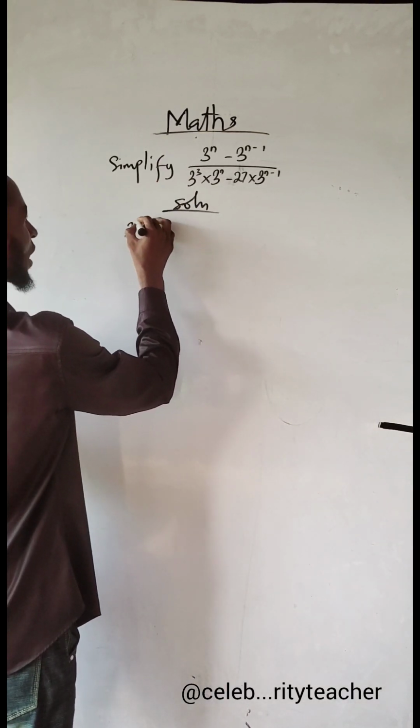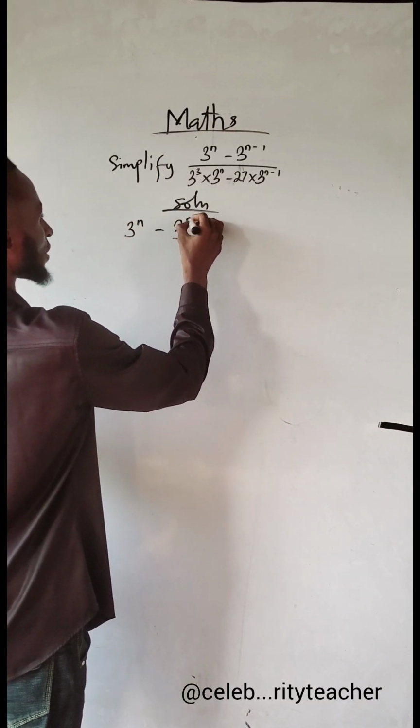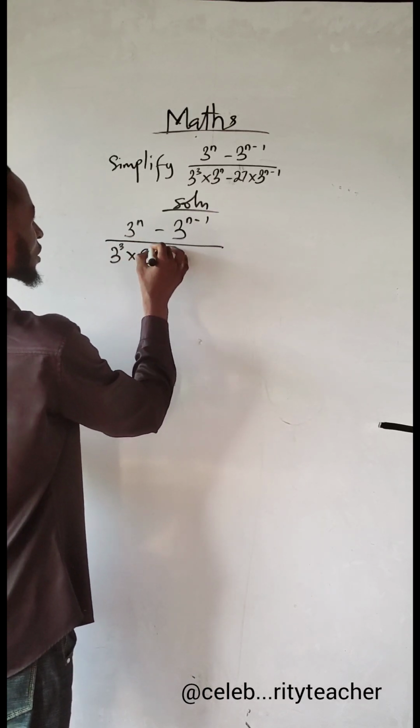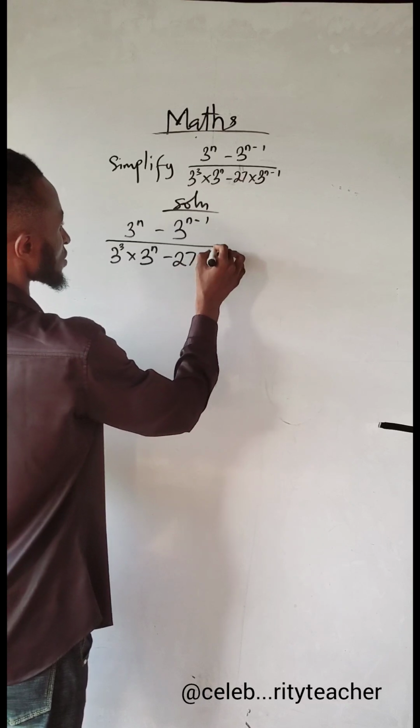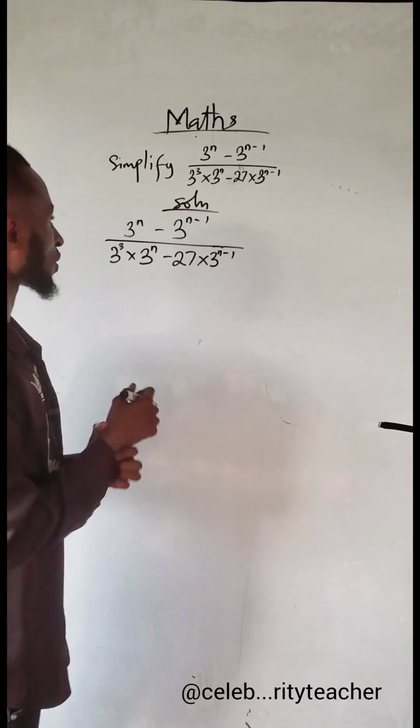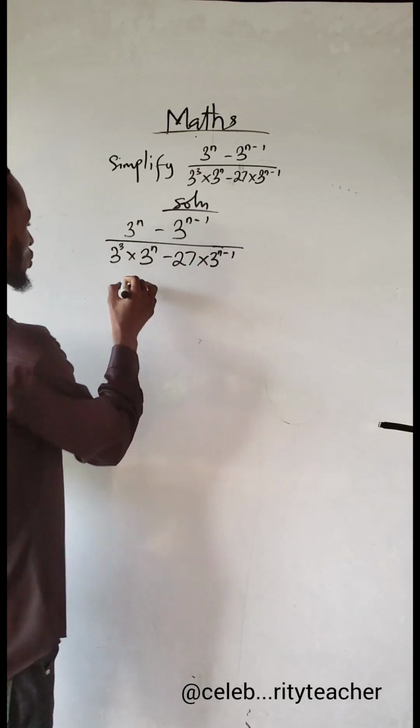So you have 3 power n minus 1 all over 3 power 3 times 3 power n minus 27 times 3 power n minus 1. So this is what you have. So how do you solve this problem? So let's do this. The first thing you do is you write down this.